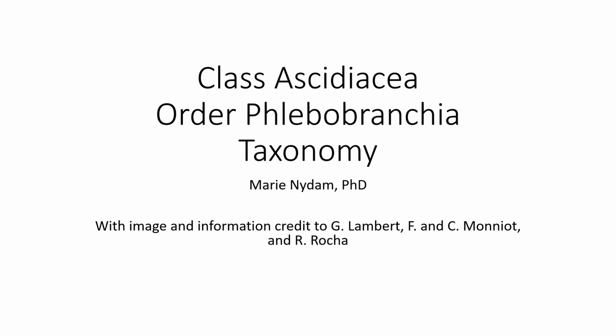Class Ascidiaceae refers to the ascidians, commonly known as sea squirts, which are invertebrate chordates. In the previous video, I explained how to tell the difference between the three orders of ascidians: Phlebobranchia, Stylidobranchia, and Occlusibranchia. In this particular video, I will walk you through how to tell families and genera of the order Phlebobranchia. And I'd like to acknowledge information and image credit to Gretchen Lambert, Francoise and Claude Monio, and Rosanna Rocha.